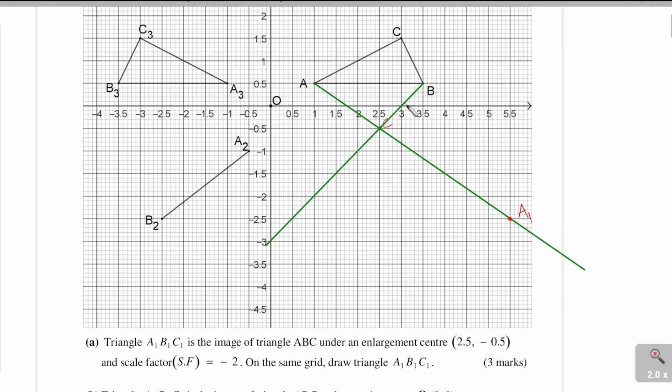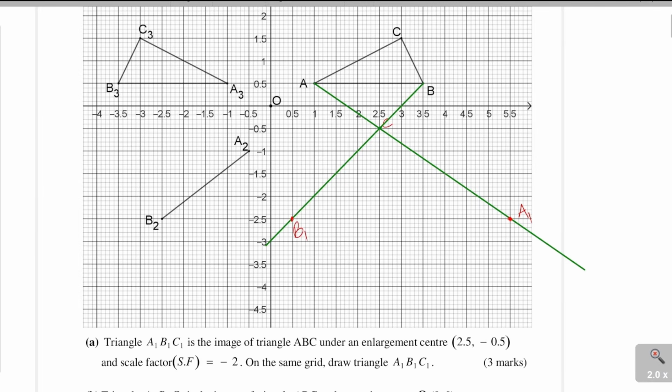So how many squares are here? 1, 2. From B here, we are counting 1 square, 2 squares. So twice that distance, there will be 4 squares. So 1, 2, 3, 4. This is where we shall have B1. So B1 will be here.